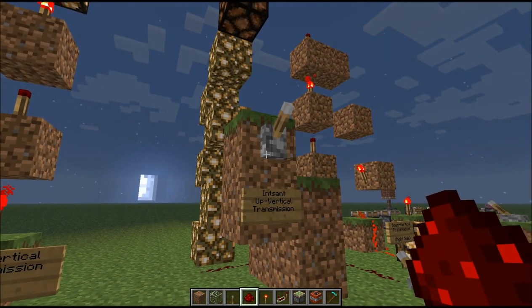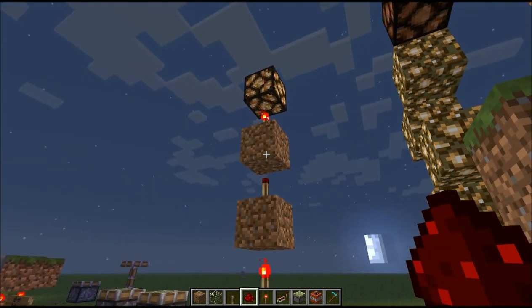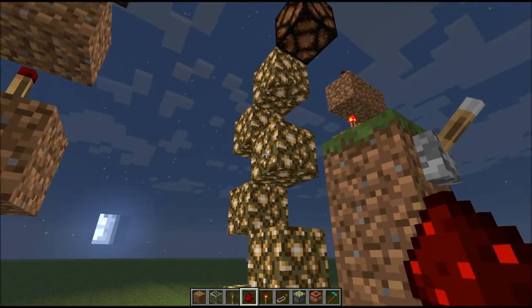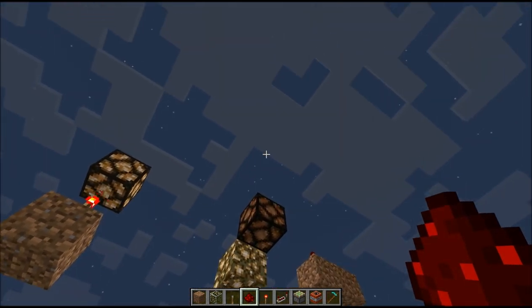This is instant up vertical transmission. It's not as efficient space-wise as this, and you do have to put repeaters every once in a while, so it's not instant after you get to a certain height.